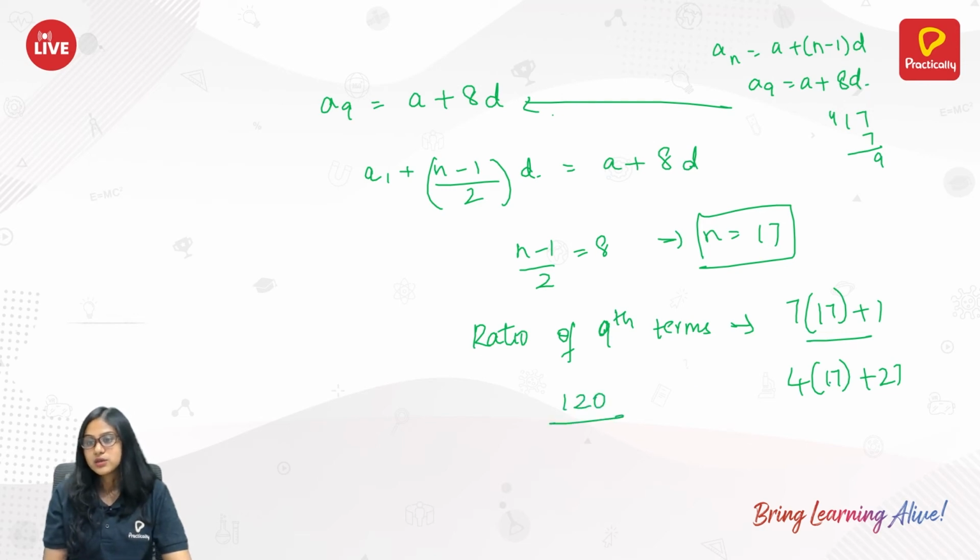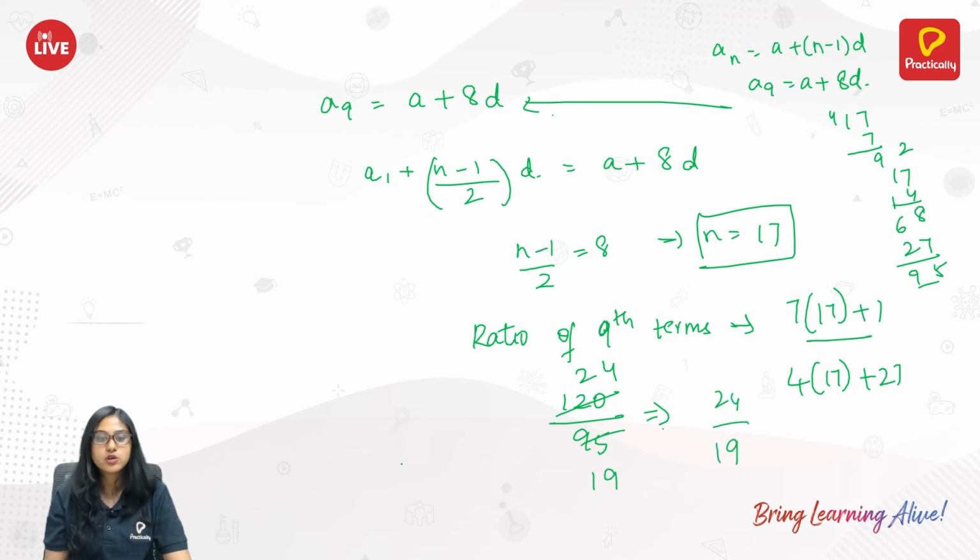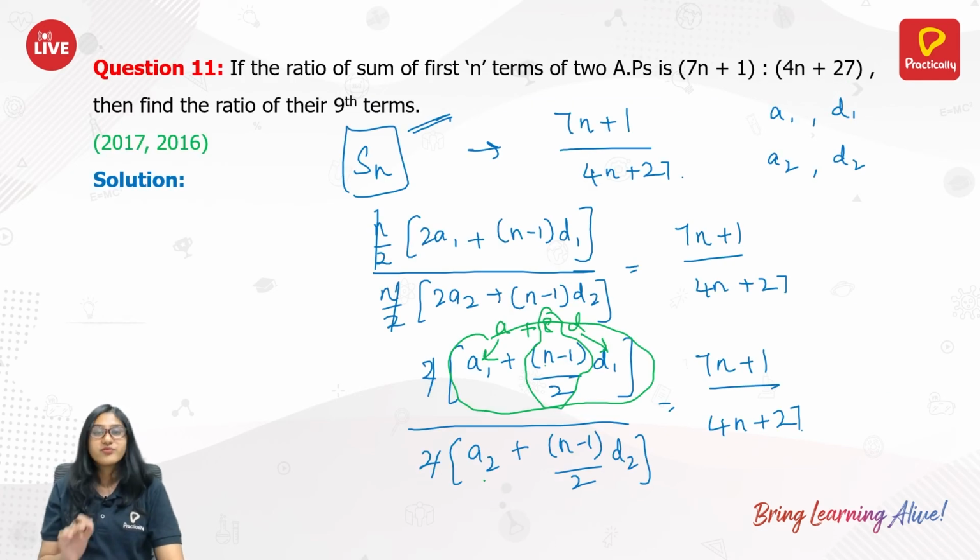by 17 into 4. 4 sevens are 28, 4 ones are 4, 4 plus 2, 6. 68 plus 27, 95. So we can actually write in the standard form. 5 times 2 is 10, 5 4s are 20, so 24 by 19 is the ratio. So 24 is to 19. This is one of the very good questions.